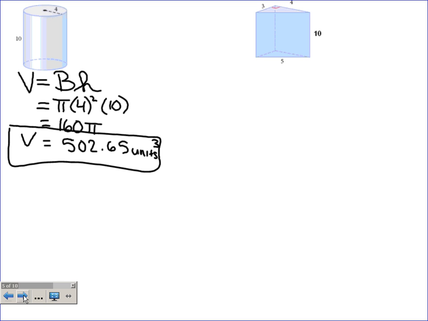Nope, that's the height of the prism, 3. So we're looking at this triangle. The triangle looks like this. I'm just going to redraw the triangle. It says this is 3, this is 4, this is 5.